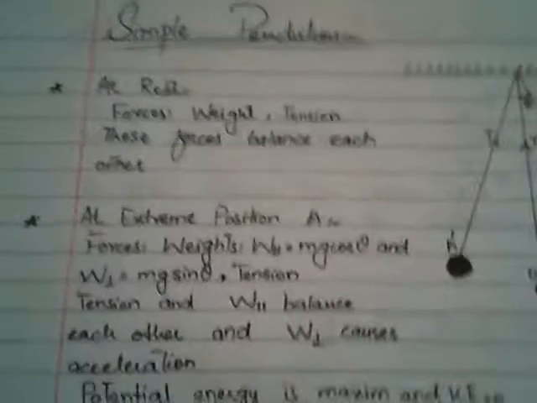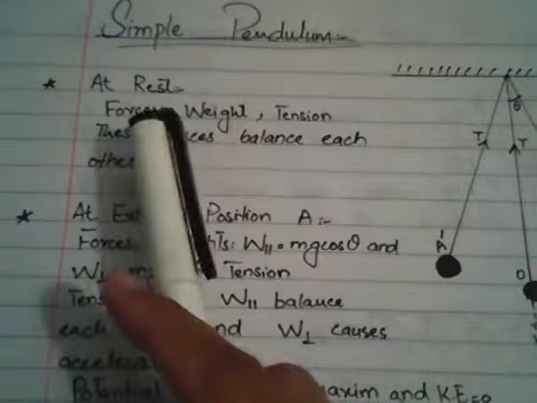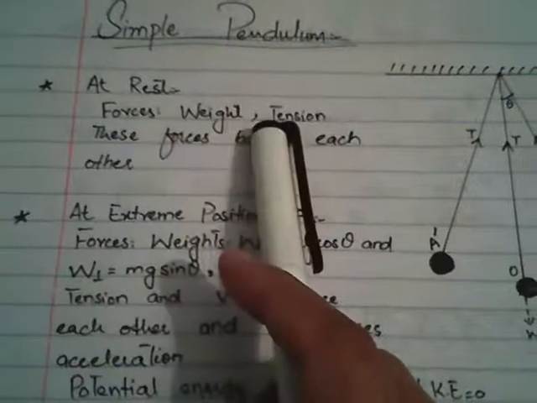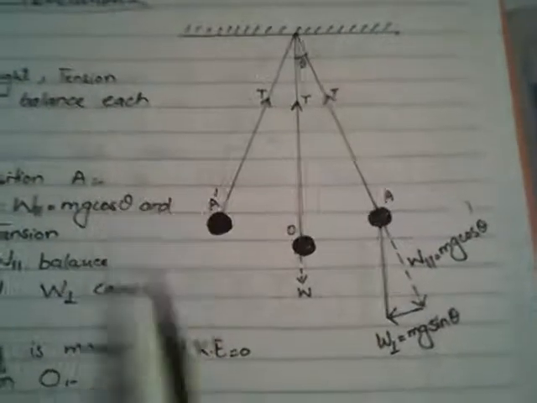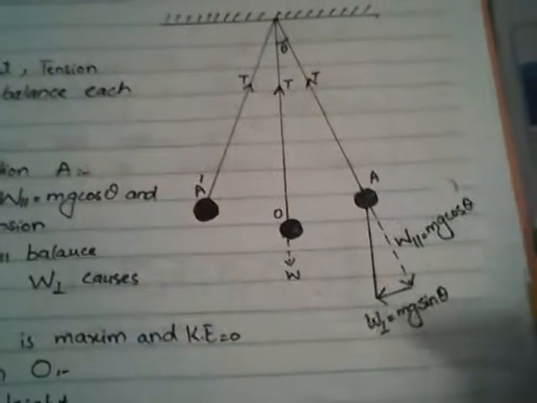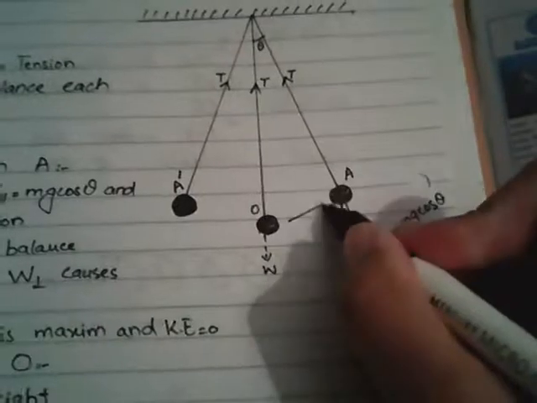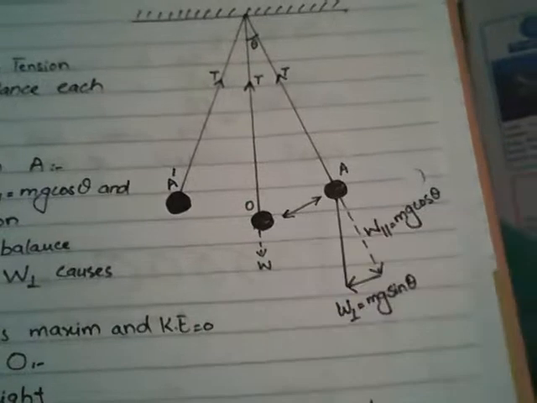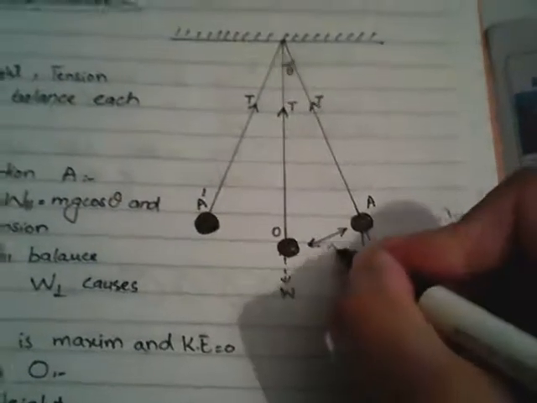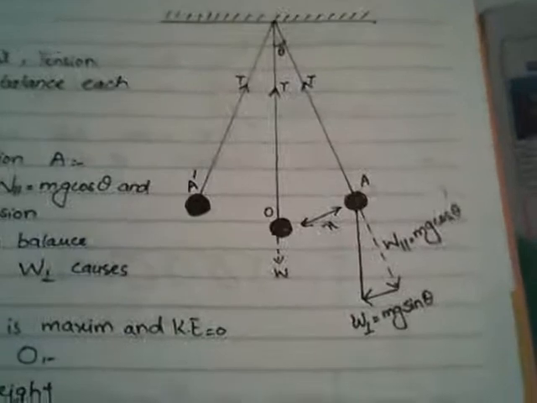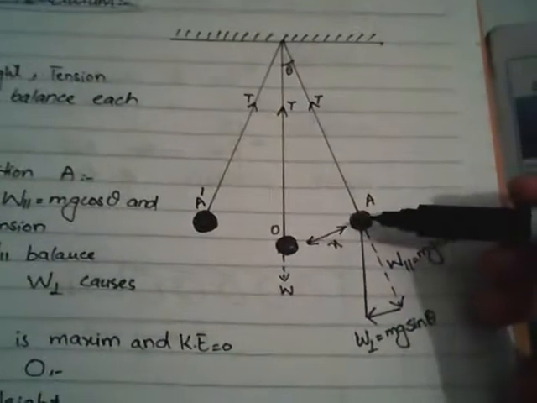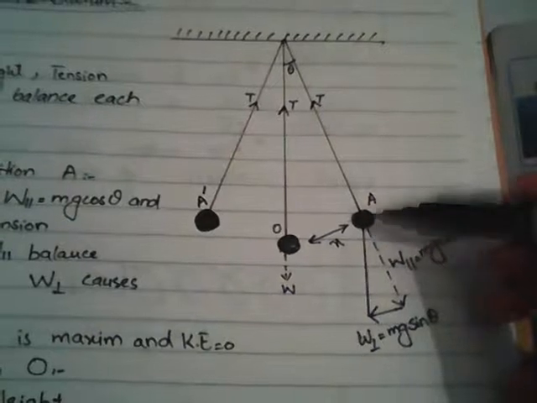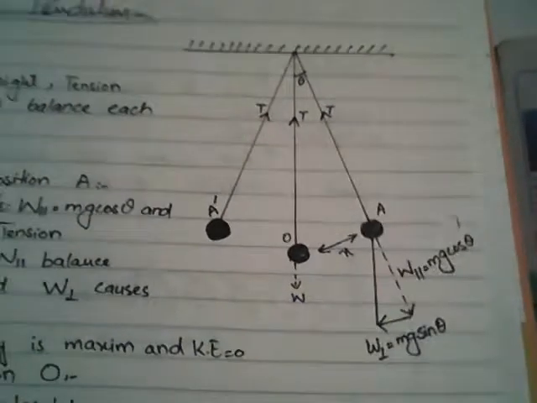You can see when the pendulum is at rest, the two forces acting on it are just weight and tension. These forces balance each other. Now, what happens when we displace this pendulum by a certain distance x? We call it x. What will happen? We will provide it enough energy to stay in a higher amplitude.